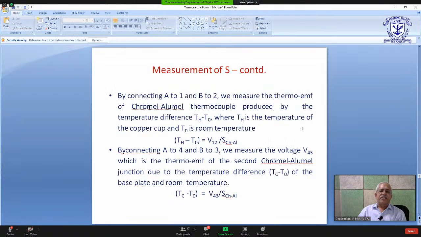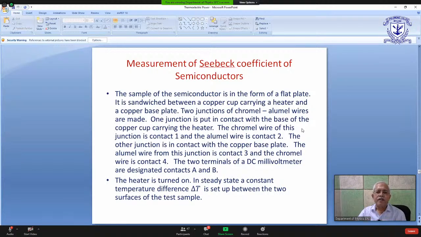So the procedure is as follows. We connect the voltmeter to terminals A and B, 1 and 2. So A is connected to 1, which is, what is that? Terminal 1 is chromel. Terminal 2 is alumel for the junction at the hot end. Okay. Similarly, terminal 3 is alumel and terminal 4 is chromel.